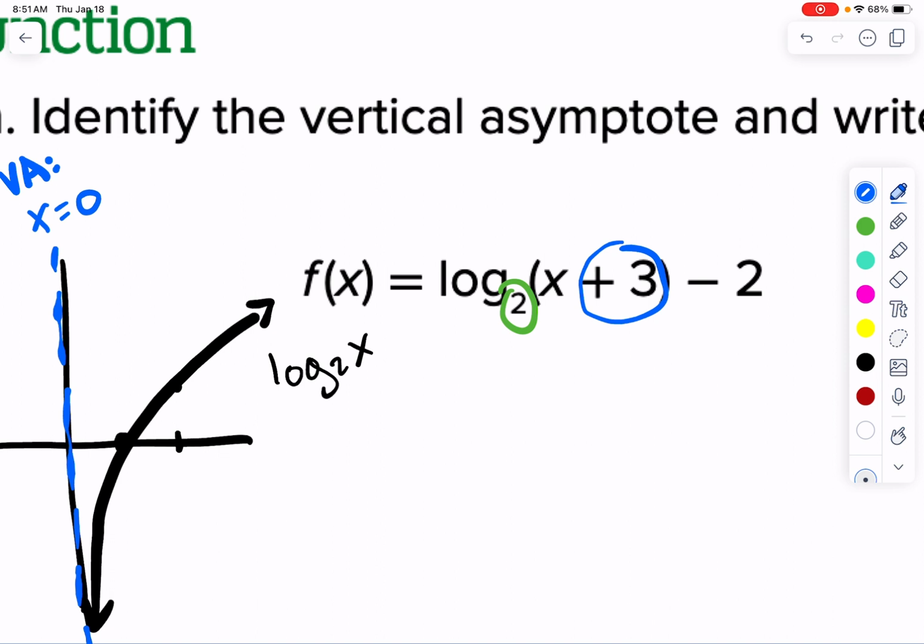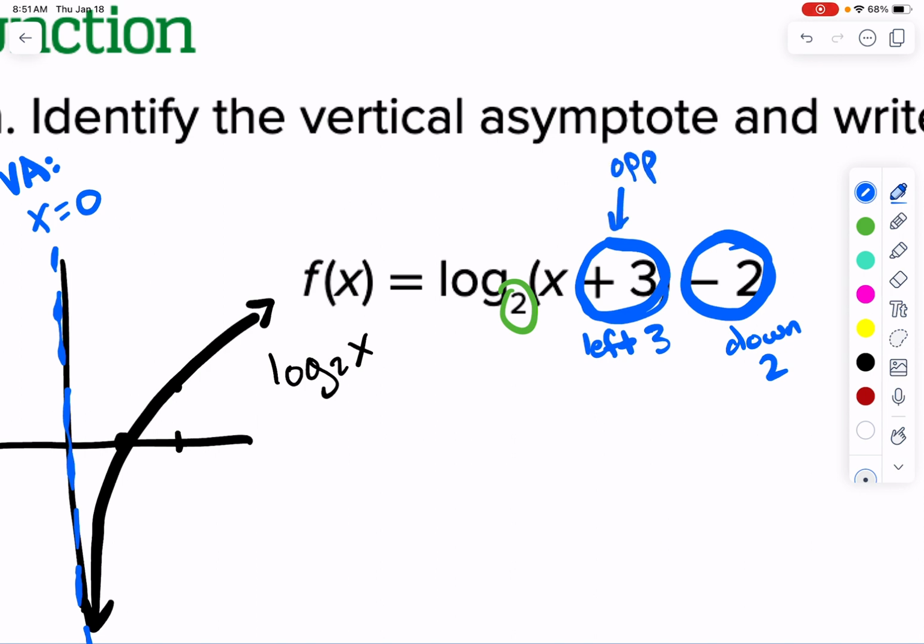Okay, so we've got that plus 3, and the plus 3 is going to move him to the left 3, and the minus 2 is going to move him down 2, okay? Remember that here the minus actually means down, but here plus means left. So here it's kind of the opposite, but when it's outside parentheses, it's the same as the way that you think, okay? So left 3, down 2.